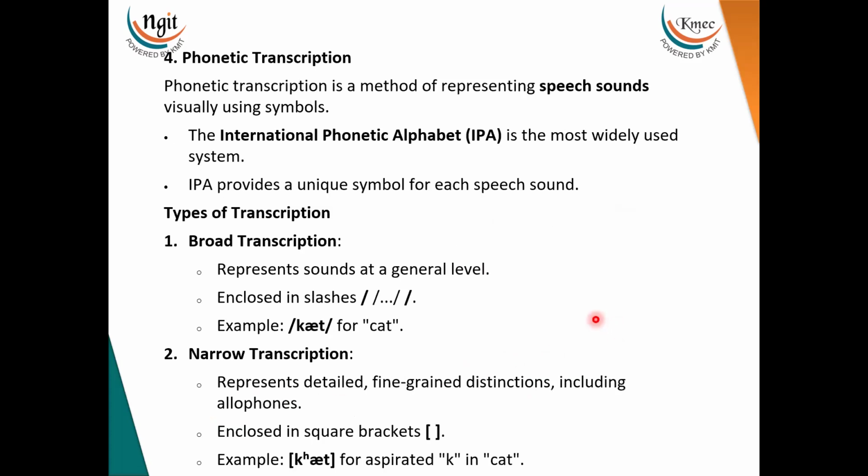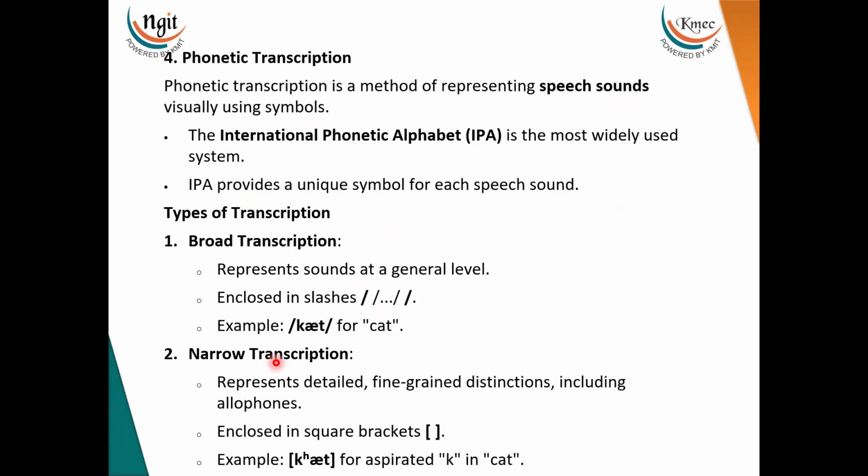And next we talk about phonetic transcription. Phonetic transcription is a method of representing speech sounds visually using symbols. The International Phonetic Alphabet, IPA, is the most widely used system. The International Phonetic Alphabet provides a unique symbol for each speech sound. There are basically two types of transcription shown here. First one is broad transcription. Second is narrow transcription. So what is the difference between these two things?